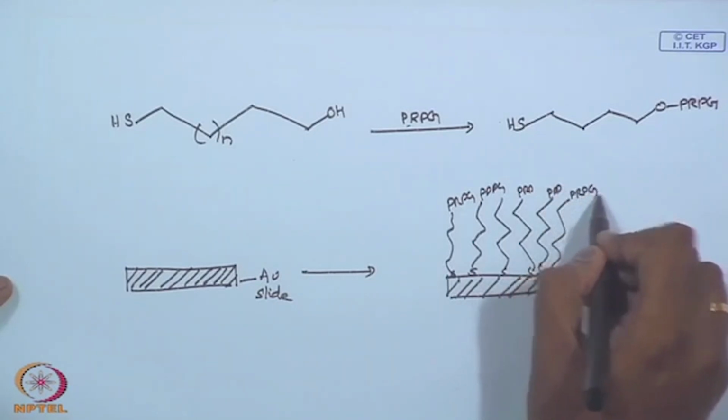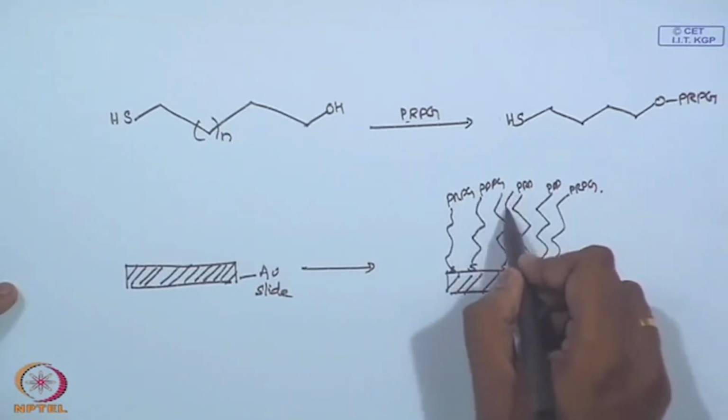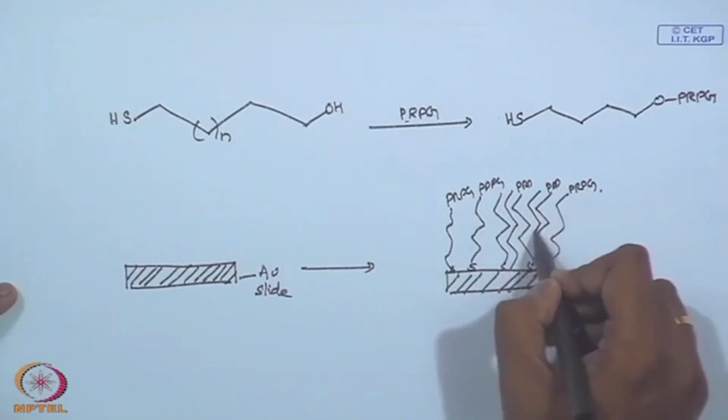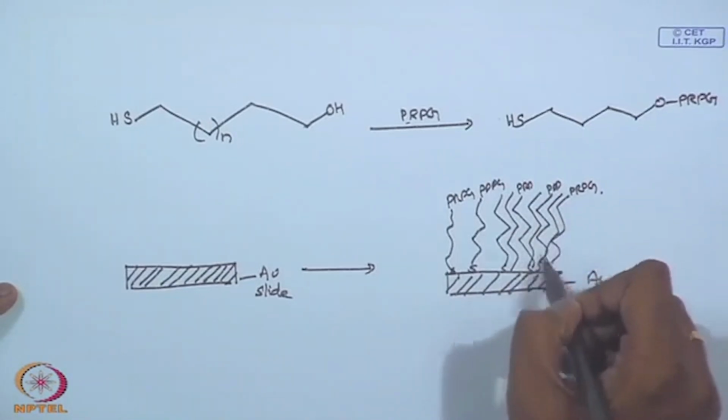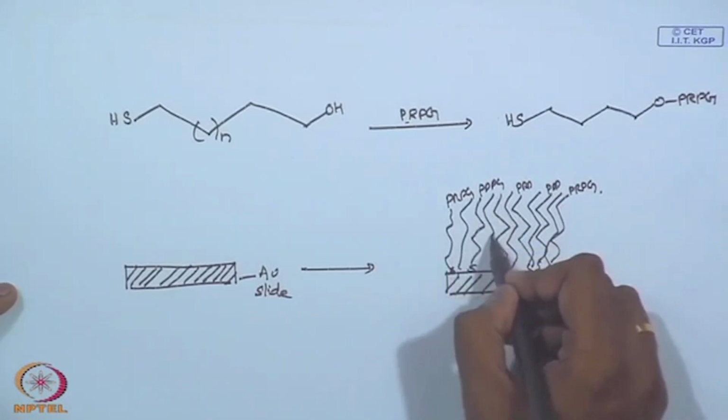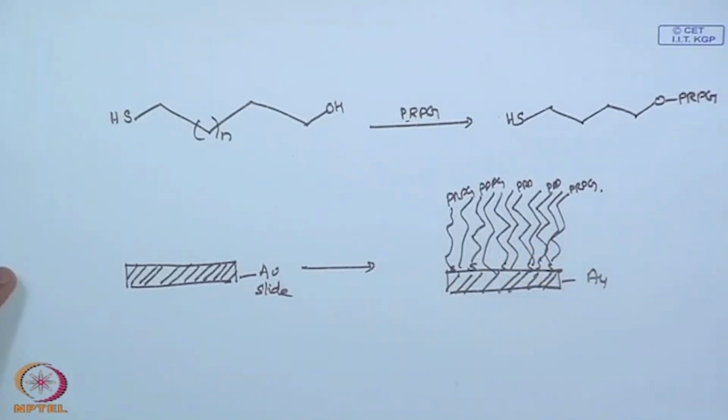This is all your photoremoval protecting group, and it will be spaced. All surfaces will be like this. They will be highly packed. You get a surface like this.